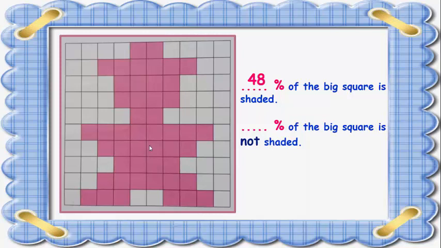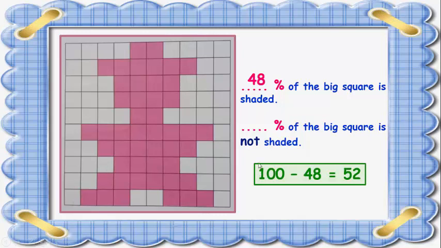How to find the result without counting the boxes? Okay. From the total number of squares, subtract the shaded squares. 100 subtract 48 is 52. So, the part of the big square that is not shaded is 52%.